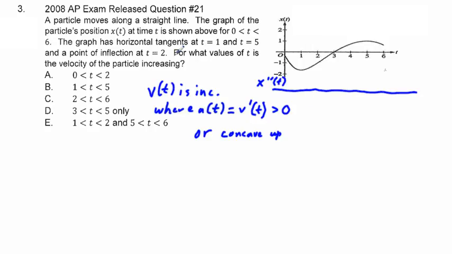and we have a point of inflection at 2, right? T equals 2. So here at 2, to the left of 2, between 0 and 2, we have concave up, and to the right of 2, we have concave down. And so between 0 and 2, why? If we had to justify in the free response section, we would say because a of t equals v prime of t is greater than 0. So our answer choice A is the correct answer.